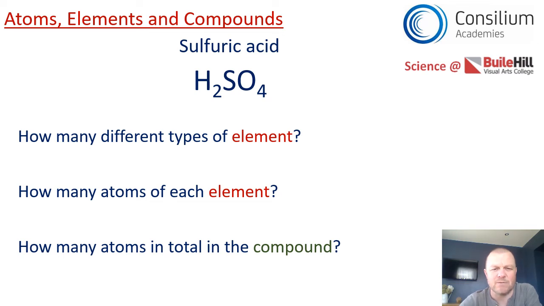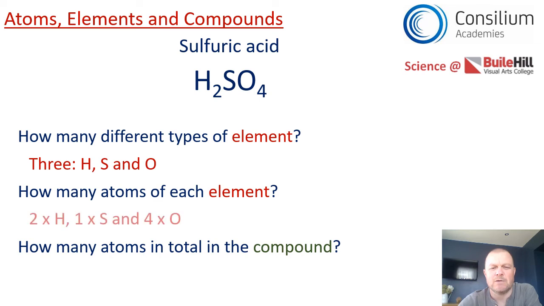Okay, H2SO4 then is made up of 3 different types of elements. It's made up of hydrogen, H, sulfur, S, and oxygen, O. There are 2 atoms of hydrogen, there is 1 atom of sulfur, and there are 4 atoms of oxygen. A common mistake in this question is that people sometimes write that there are 4 S's. That 4 after the O only applies to the O.